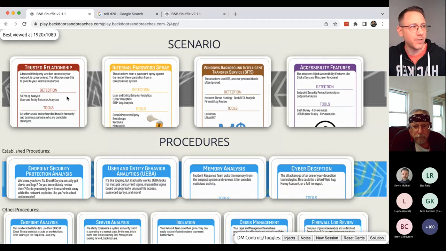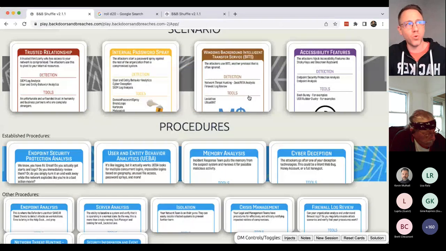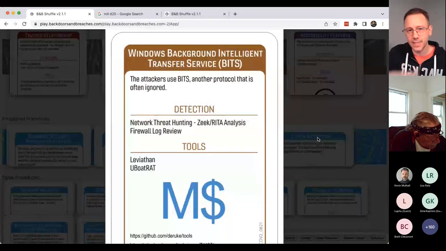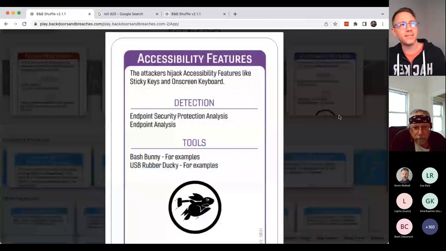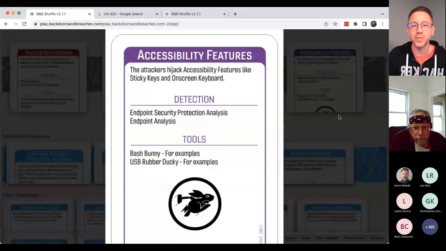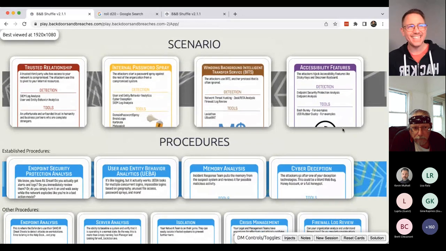They came in through a trusted relationship. They did an internal password spray once they got access into your system to get more access. They were exfiltrating data and maintaining command and control through BITS, which you weren't looking at. And then they took over the accessibility features of the computers that they actually got on. And so I've got a quick question for everyone on the call. Is this a plausible attack inside your environment?